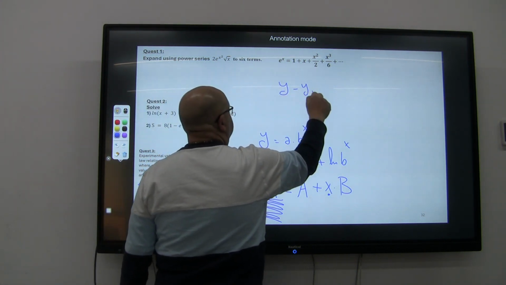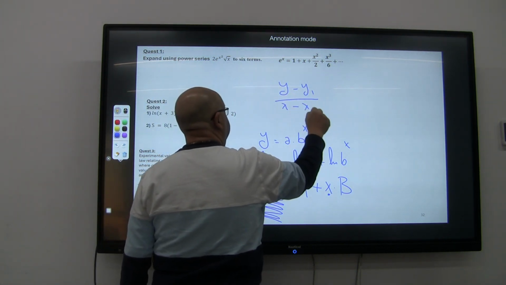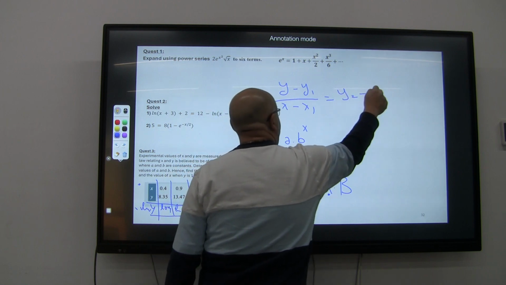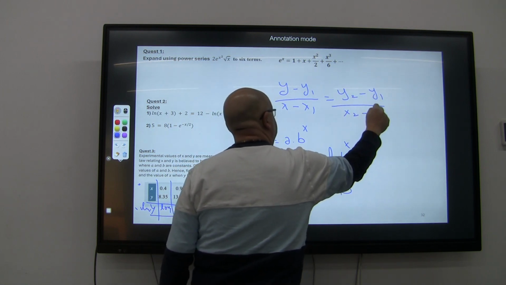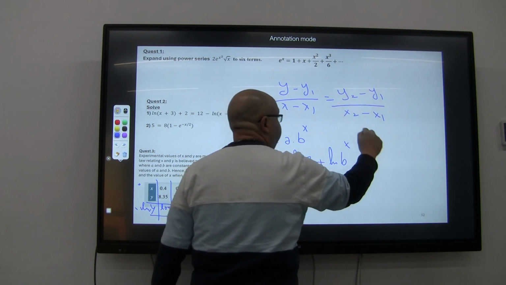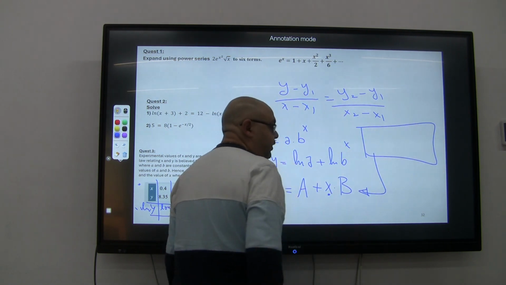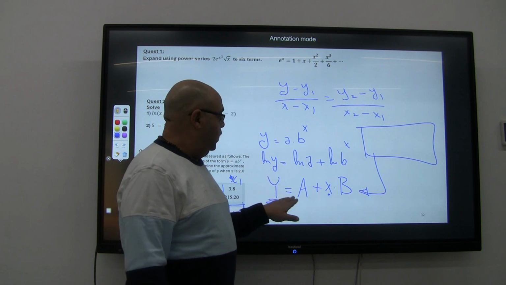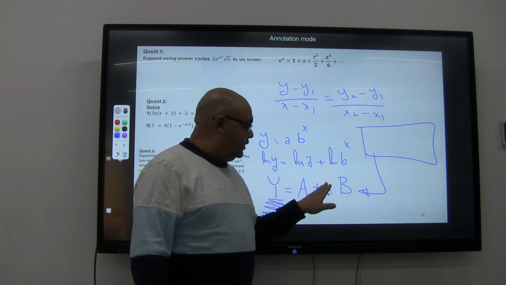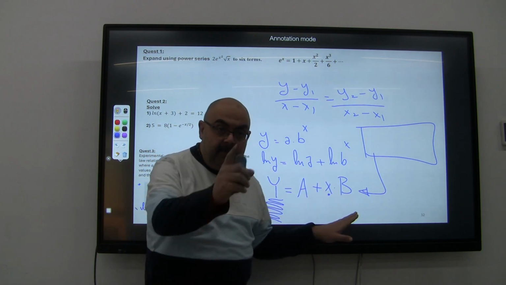(y minus y1) over (x minus x1) equals (y2 minus y1) over (x2 minus x1). This value will give you the straight line which will be represented by this function: ln y equals ln a plus x times ln b. Okay?